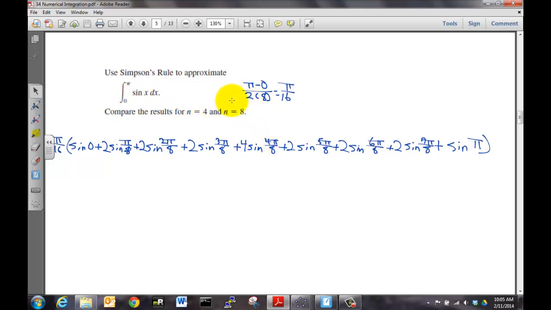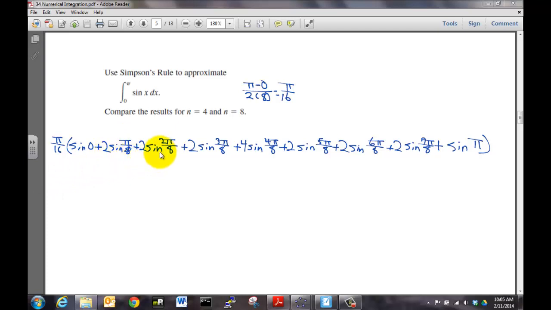Okay, so if we go back and look at our formula, it's b minus a, that's pi minus 0, over 2 times 8, because we're doing 8 of them. That means we've got pi over 16. So this value out here is the pi over 16. Now remember, we said we'll always start at the a at this point here, so we'll evaluate the sine of 0. And then it's 2 times the sine. How far up do we go? It's b minus a, pi minus 0, divided by 8, because that's how many we're using. So we'll go to the sine of pi over 8. We'll evaluate that times 2.